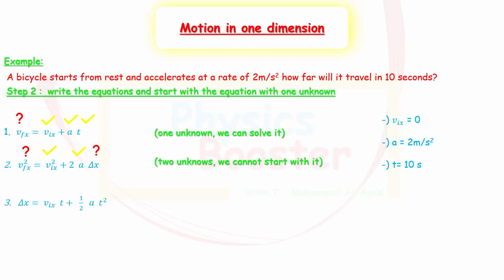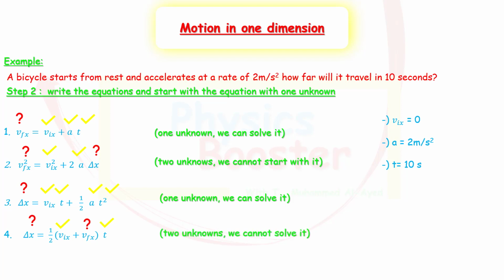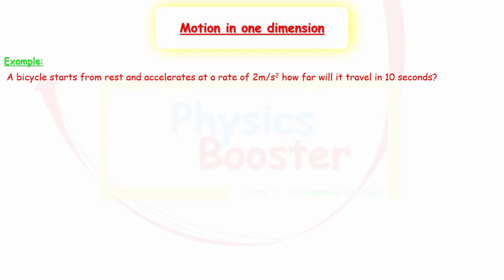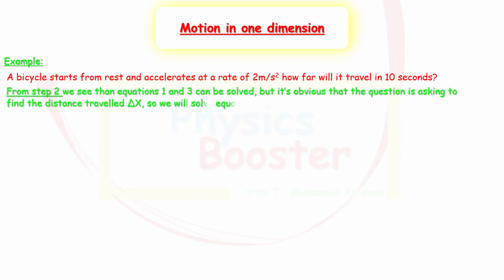Delta x is equal to v initial x t plus half a t squared. Can we start with this equation? Yes, we can, because there's only one unknown. And finally, the fourth equation, we cannot solve it because we do not have v final x. Therefore, we have two unknowns. So now we have two equations that can be solved directly and two that cannot be solved directly. What should we do? Well, from step 2, we saw that equations 1 and 3 can be solved. Here are the equations. Equation 1 and 3 can be solved, but it's obvious that the question is asking for the distance traveled, delta x.